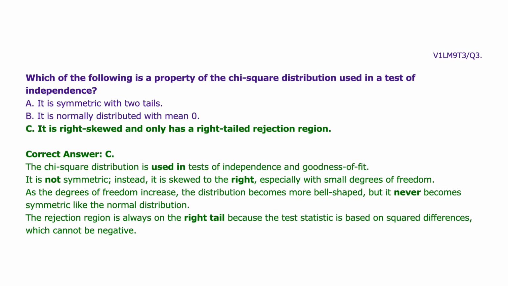Unlike the normal or t-distributions, the chi-square is not symmetric. It starts at 0, and its shape is heavily influenced by the degrees of freedom. Because the test statistic is based on squared differences, it can only be 0 or positive, resulting in a one-sided right-tailed rejection region.